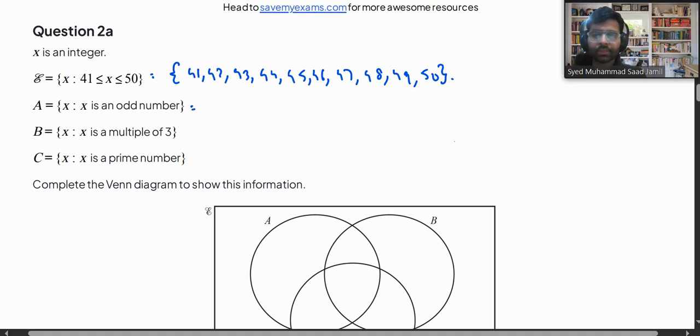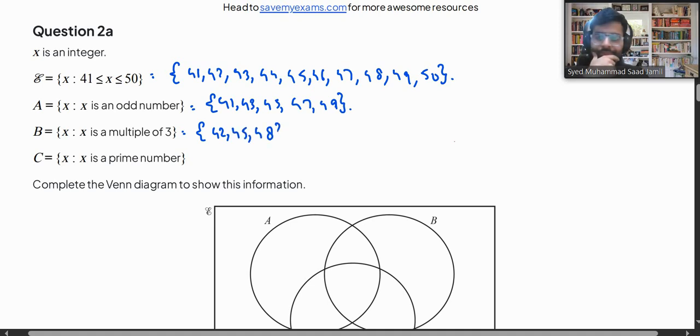X is an odd number. Alright, so A is basically elements of odd number. Odd numbers between 41 and 50, so it means 41, 43, 45, 47, 49. B is such that it is a multiple of 3, which means it's going to be 42, 45, 48. And C is a prime number, which means that between 41 and 50 we have 41, 43 and 47.